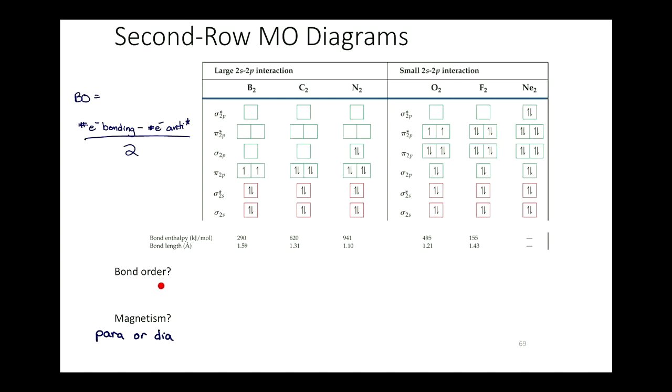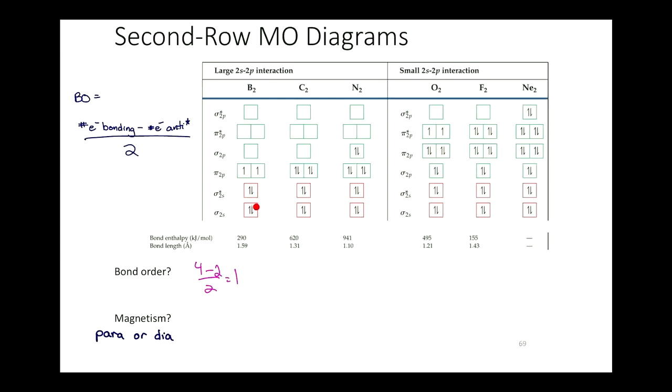We can calculate bond order once you have an MO diagram. Here's my basic calculation for bond order specific for MO theory. It's the number of electrons in bonding orbitals minus electrons in antibonding orbitals, divided by 2. That's it. If we look at boron, there's 4 electrons in bonding orbitals minus how many electrons in antibonding? 2, divided by 2. So what's the bond order? 1. Good.